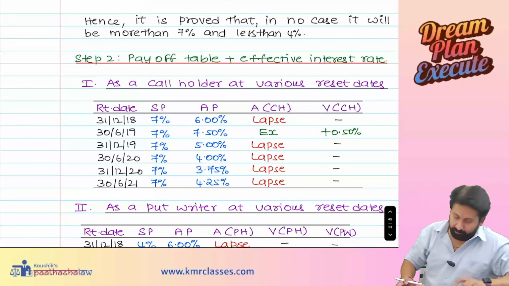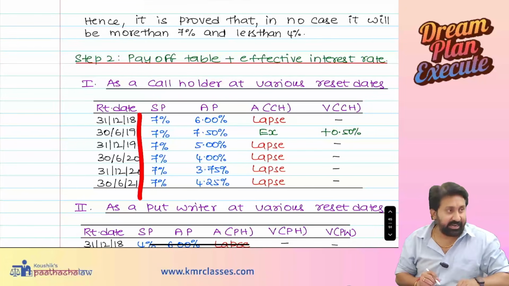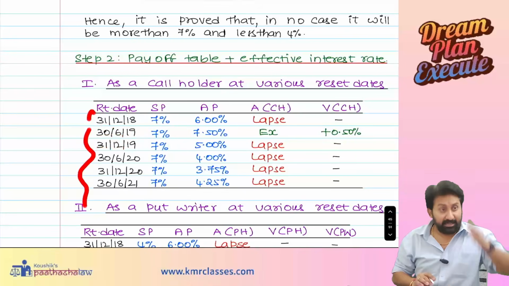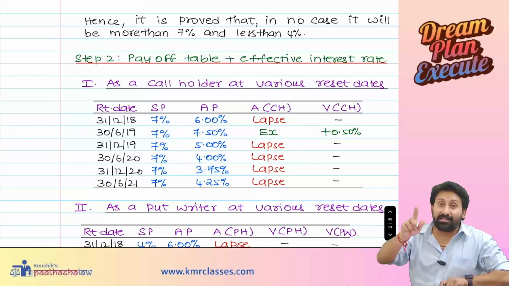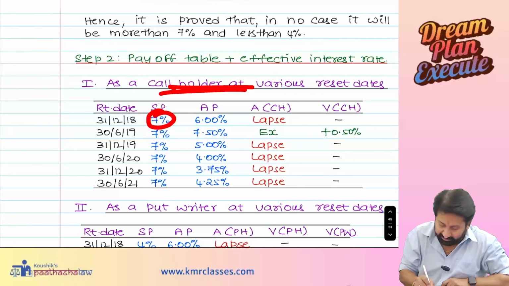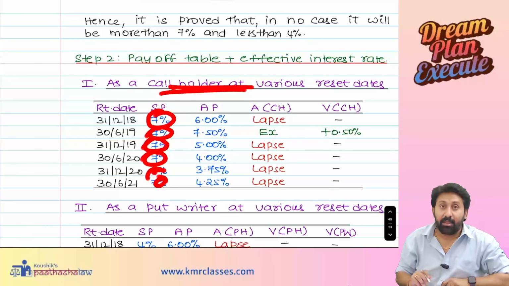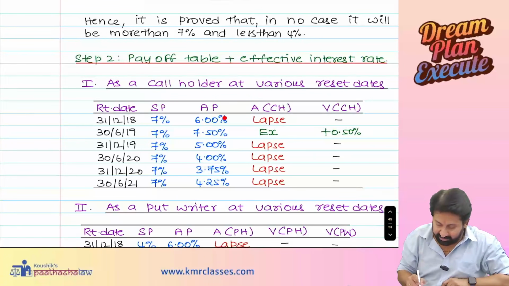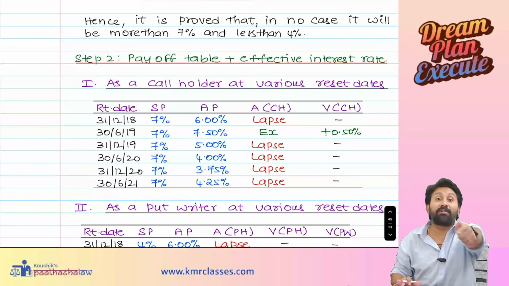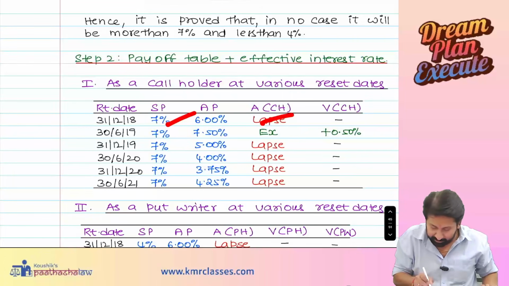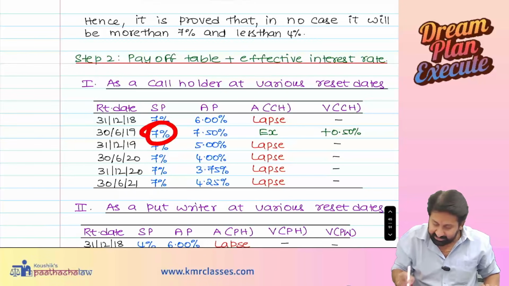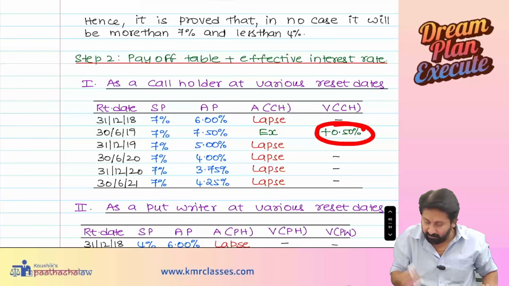So there are 6 reset dates, 31-12, 18-6, 19, like that, with a 6 month gap. All 6 dates, my SP is common. Call option, we are talking about the call holder. 7, 7, 7, 7, 7, 7. APs are changing every 6 months, 6, 7.5 like that. See, SP should be lower than AP to exercise. Higher, lapse, higher, lapse, higher, lapse. In this case, I will exercise and I will get a gain of 0.5.